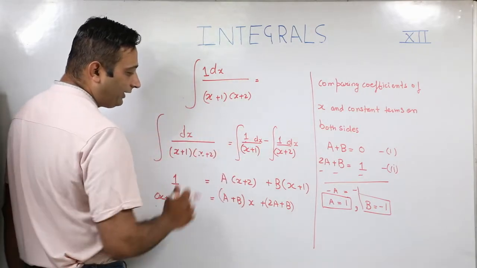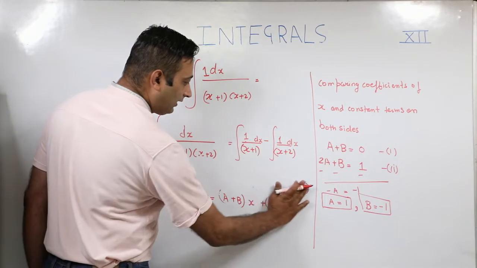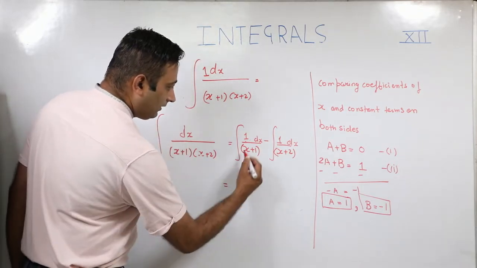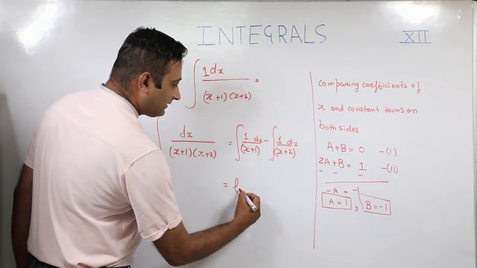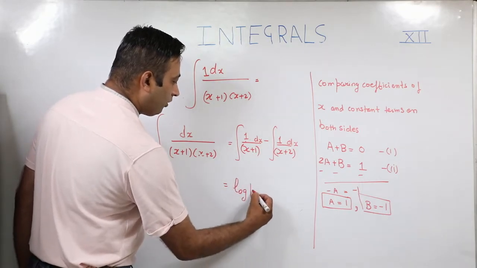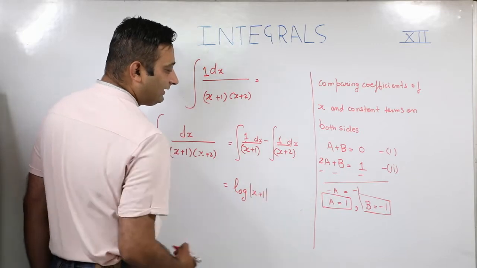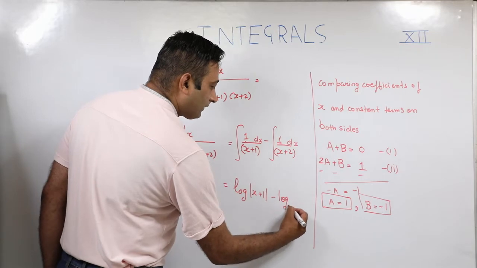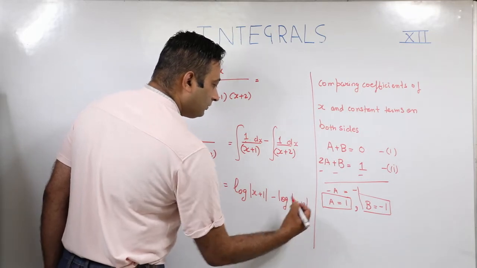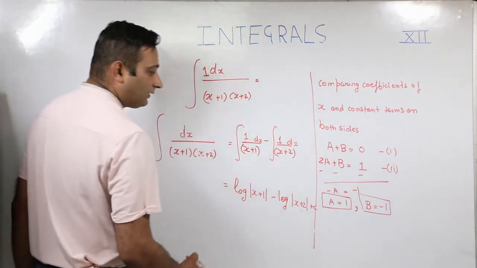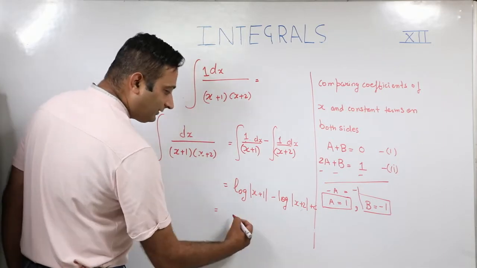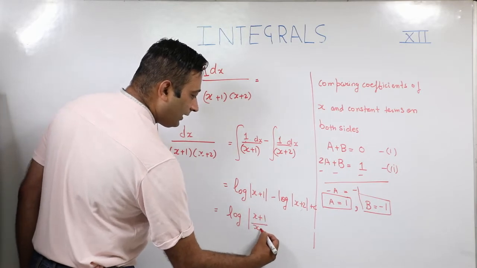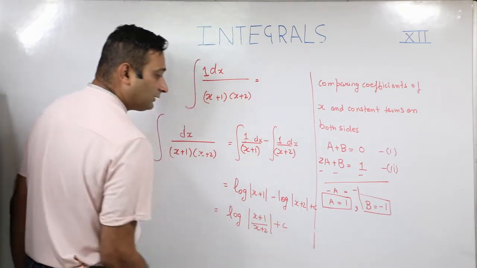Here we have 1 upon x plus 1, whose integral is log of mod x plus 1, and the integral of 1 upon x plus 2 is log of mod x plus 2 plus c, which is the constant of integration. Now we can write this in the form log of mod x plus 1 upon x plus 2 plus c, which is our final answer.